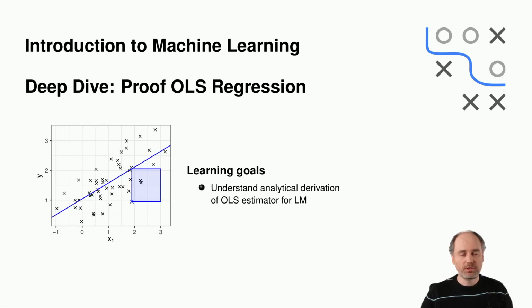Welcome to our Introduction to Machine Learning lecture. In this session, we'll take a deep dive into the proof of the ordinary least squares regression estimator. We'll only look at one slide, or technically about two or three, where we will do together the derivation of the normal equations. We'll derive analytically the optimal parameter estimators for our linear model under L2 loss.